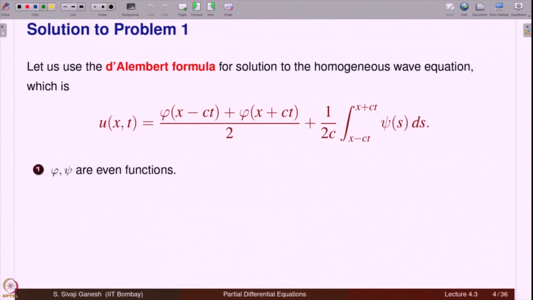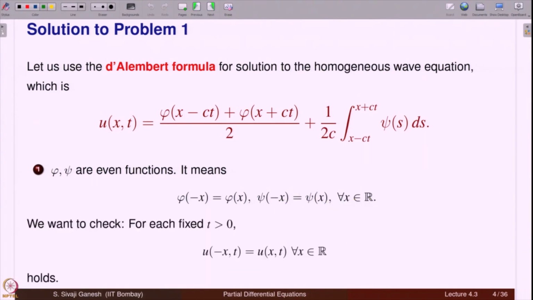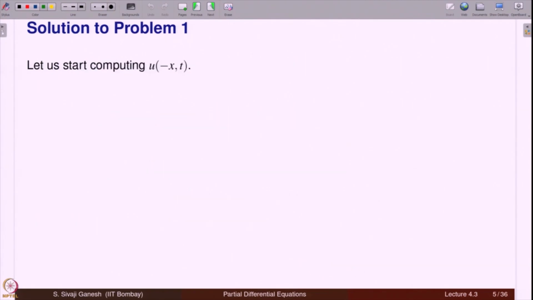So, phi and psi are even functions, we want to show that u is also an even function. What is the meaning of even functions? Phi of minus x equal to phi of x for every x in R. Similarly, psi of minus x equal to psi of x for every x in R, even with respect to x equal to 0, that is a correct statement. So, we want to check that u is also an even function, that means u of minus x comma t is equal to u of x comma t. The only starting point is the D'Alembert formula.